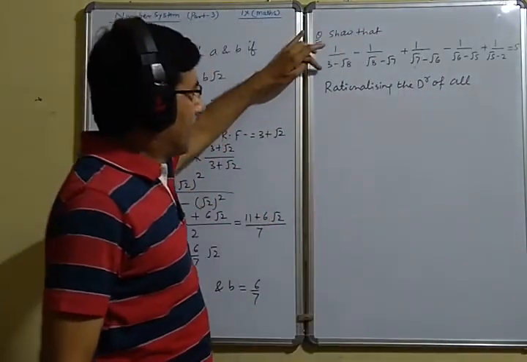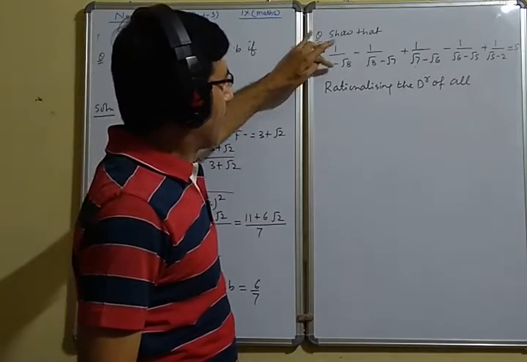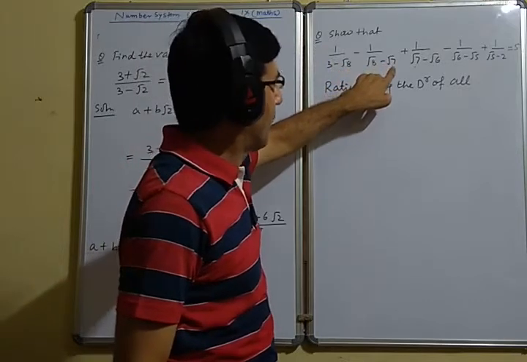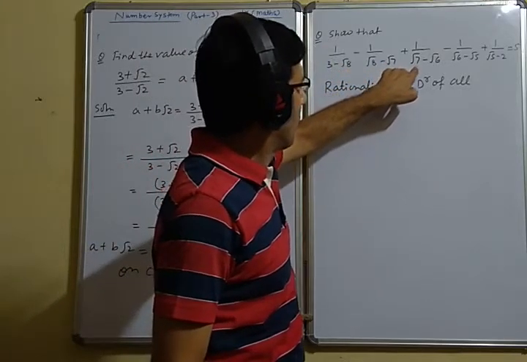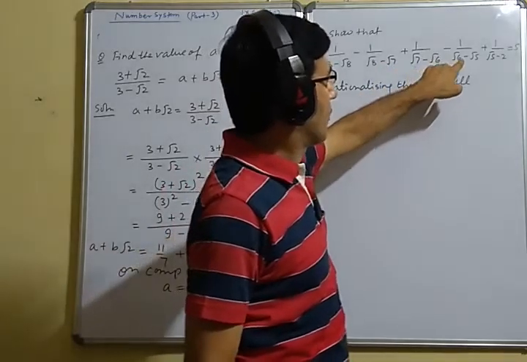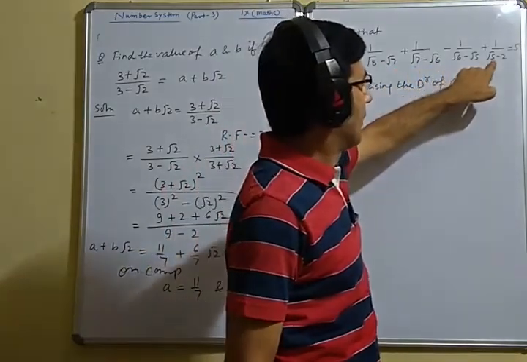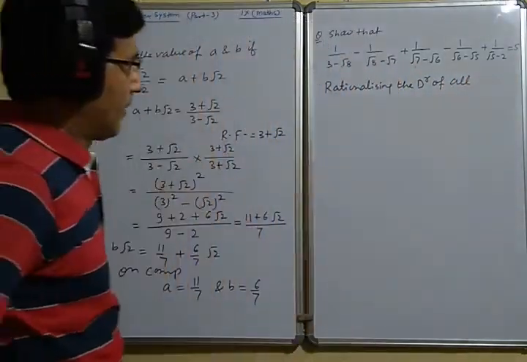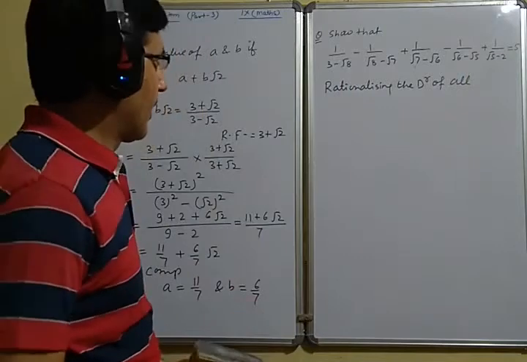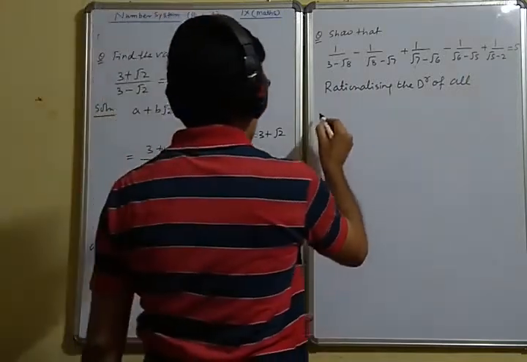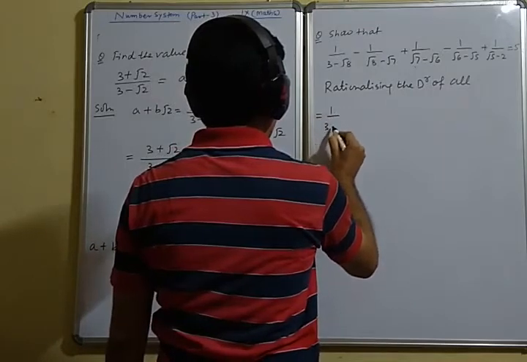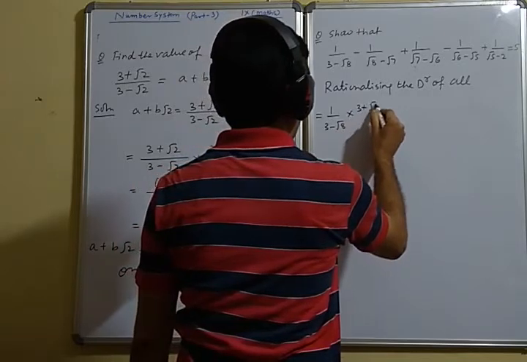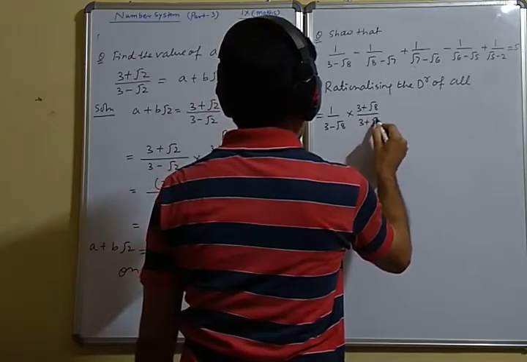because the rationalizing factor of this is 3 plus root 8. This one is root 8 plus root 7, and this one is root 7 plus root 6. This one is root 6 plus root 5. Similarly, this is root 5 plus 2. So multiply numerator and denominator both by their rationalizing factors. So this becomes 1 upon 3 minus root 8 multiplied by 3 plus root 8 divided by 3 plus root 8.